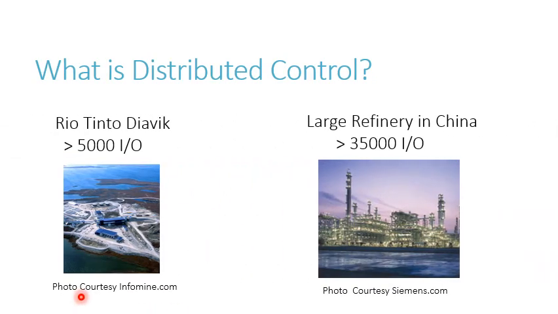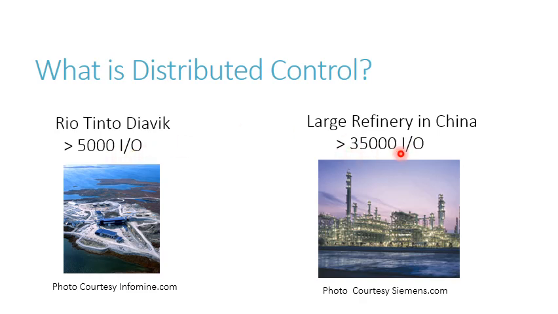So here are some real examples. You've got the Rio Tinto Diavik diamond mine. This is up in Nunavut. You've got 5,000 I/O in this plant. So I/O is kind of the control engineer's term, talking about how many input and output signals you're dealing with. Those could be valves, those could be temperature sensors, pH sensors, they could be many things. But they've got 5,000 of them, so they've got to manage all of those.